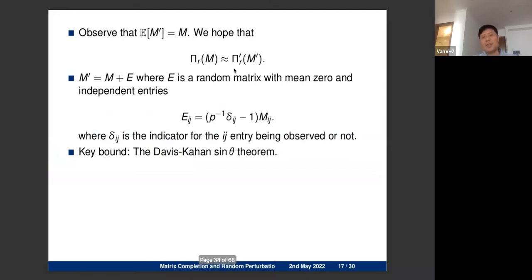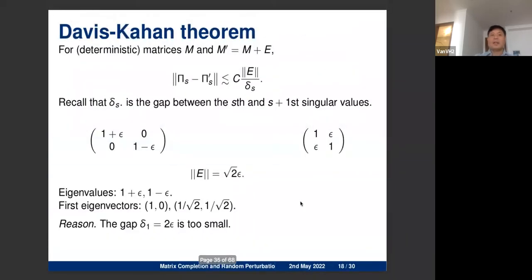This kind of projection estimation has been studied before. There's a very well-known result in numerical analysis called the Davis-Kahan sine theta theorem, which gives you an estimate for this approximation. The theorem, typically for numerical analysis, is for deterministic matrices. It says that if you have a matrix M and perturb M by some matrix E, and now consider the projection on the first S singular vectors, then the difference between these two projections, in operator norm, is bounded by a constant times the norm of E, which is natural because the norm of E has to play some role. The bigger the noise, the worse the approximation.